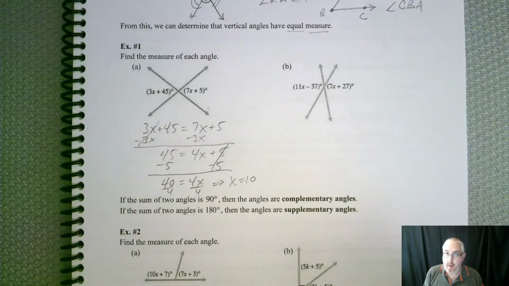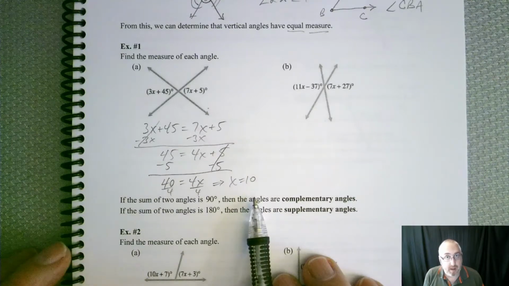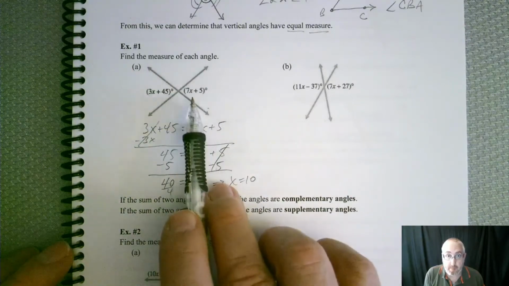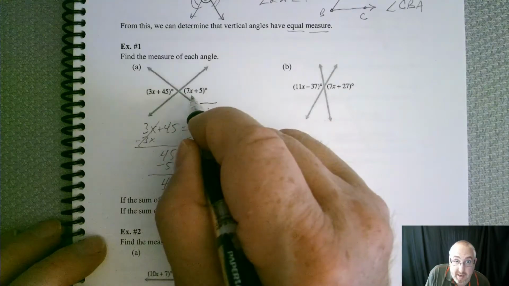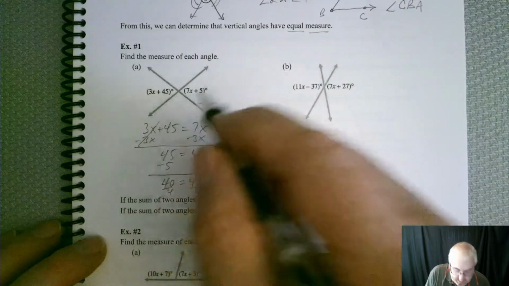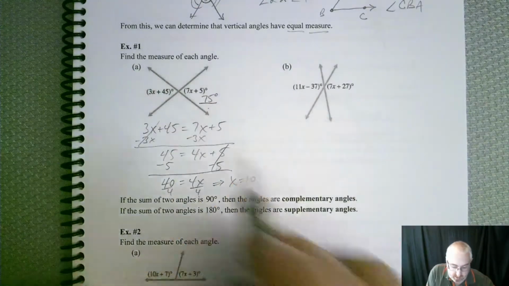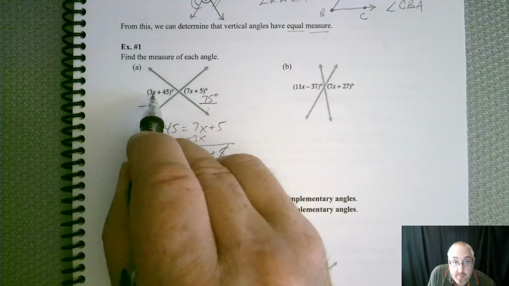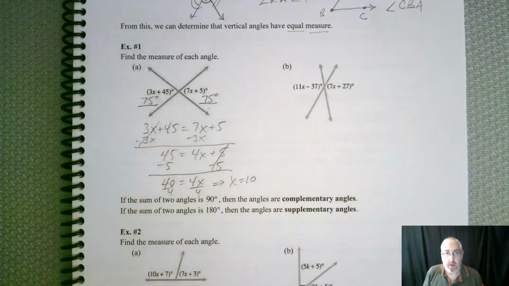Don't stop there. The answer is not 10 because what do they want you to find? They want you to find the measure of the angle. So don't stop there. You have to go in and plug in the value of 10. So 7 times 10 is 70 plus the 5 is 75. So 75 degrees over here, and let's make sure it's the same on this side. 3 times 10 is 30. 30 plus 45 is 75. So we're good. So now we've answered the question.